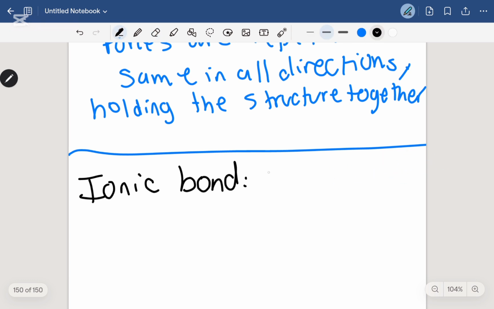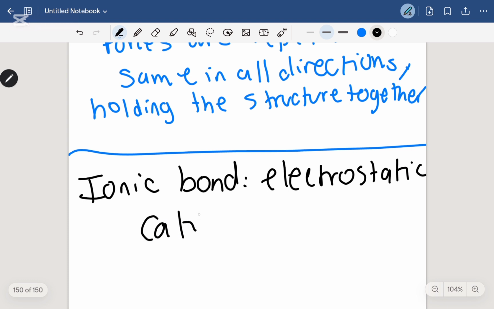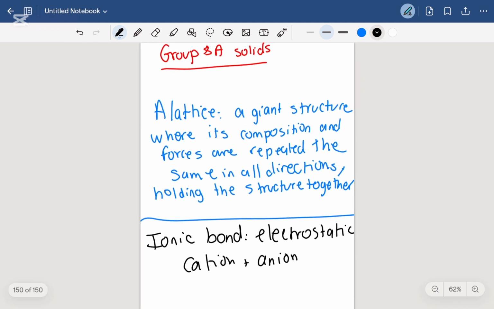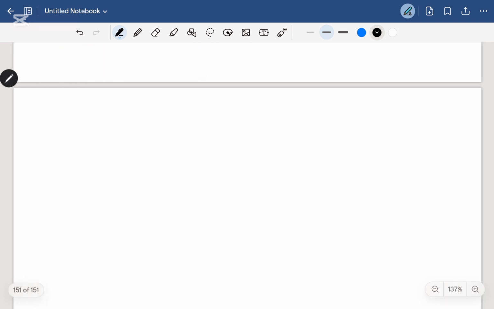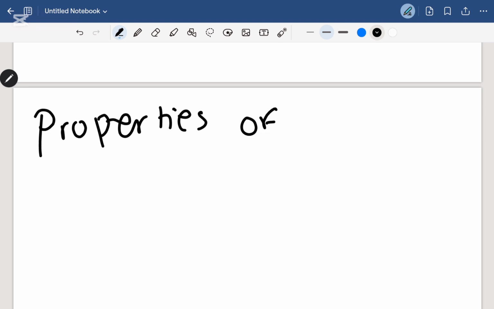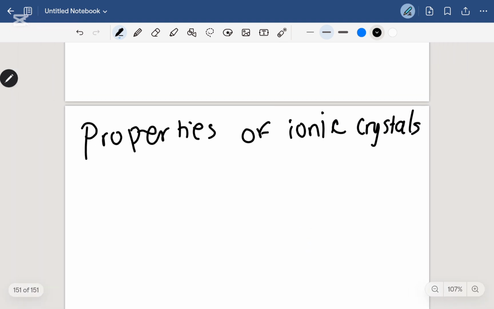So again, ionic bonds are electrostatic forces, okay? And usually it occurs between the cation and the anion. So again, an ionic bond is an electrostatic force that occurs between two opposing charges, which are cation and anion. So now we are going to go on to the properties of ionic crystals. Now, what about the ionic crystals?